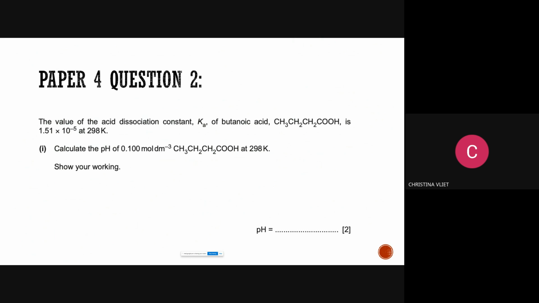Okay, paper 4, question 2, meaning that this is literally me trying to give you more of the same type of questions so that we can revisit these steps again. They give you the value of Ka for butanoic acid is 1.51 times 10 to the negative 5 at 298 Kelvin. Does 298 Kelvin matter? Yes and no. If the temperature was different, this value would be different as well because K is affected by temperature. But they're just telling you this is the standard. So calculate the pH at this temperature, show your work.